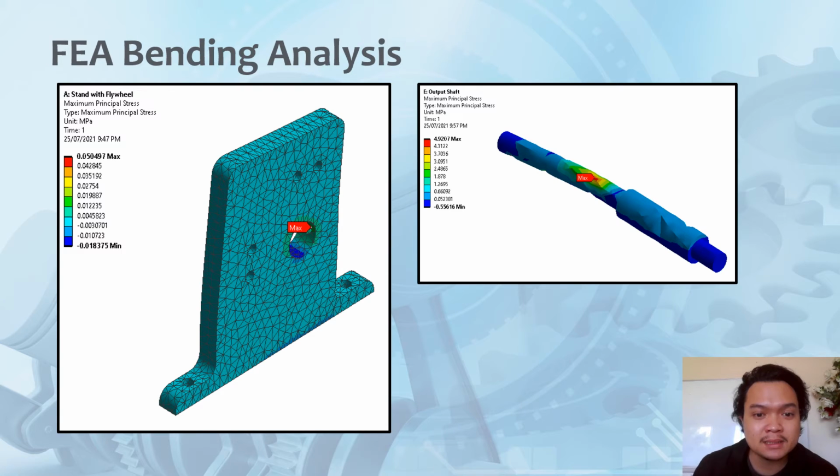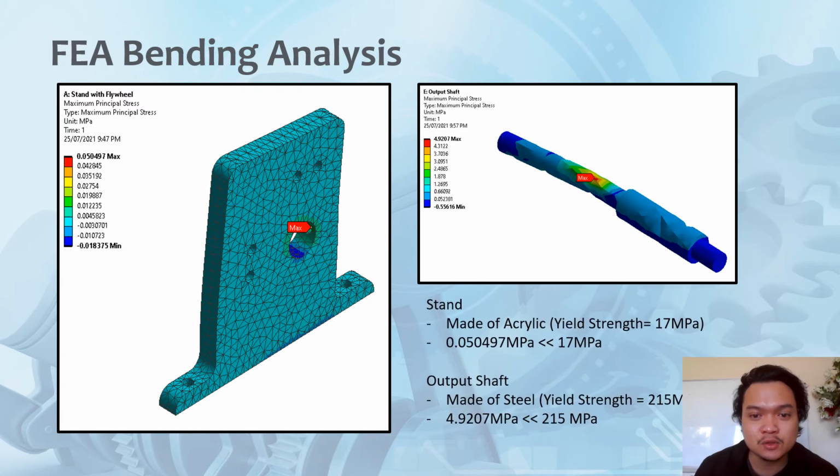Furthermore, our group has done an FEA bending analysis to further validate the decisions made in the technical choices. As we all know, the stand is made of acrylic plate with a yield strength of 17 megapascals. From the FEA analysis that we can see in the picture, the maximum principal stress is roughly 0.05 megapascals, which is much lesser than the yield strength. The same goes for the output shaft, which is made of steel with a yield strength of 250 megapascals, and the maximum principal stress is only 4.9207 megapascals. This ensures that the part will not undergo any deformation or failure.